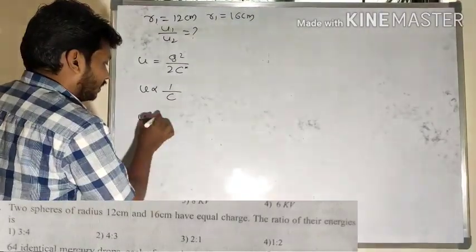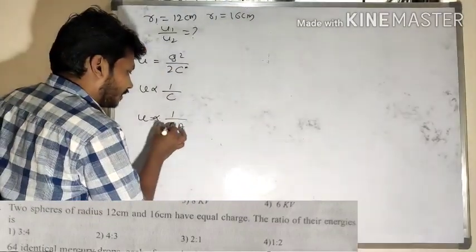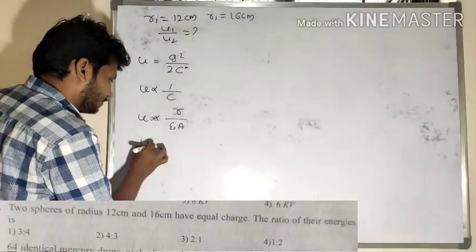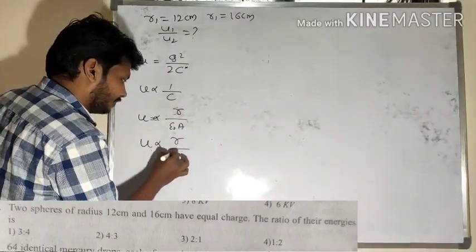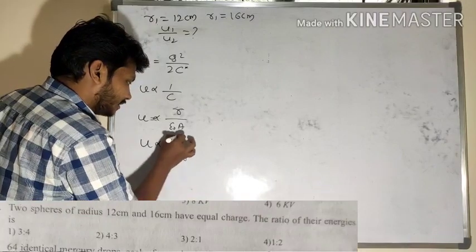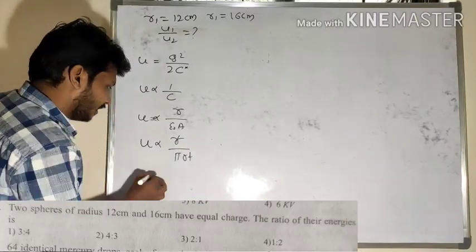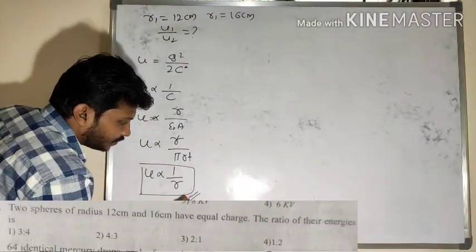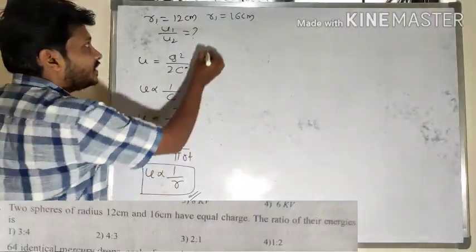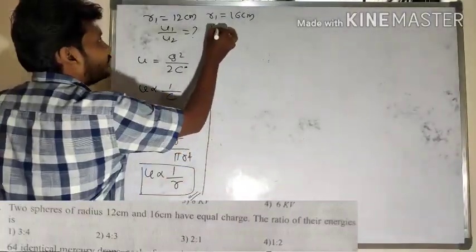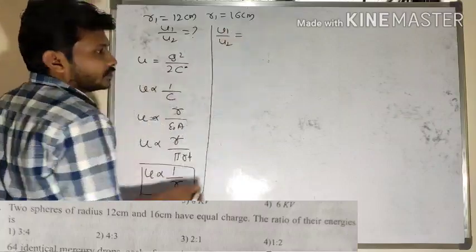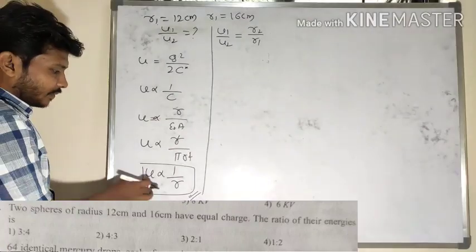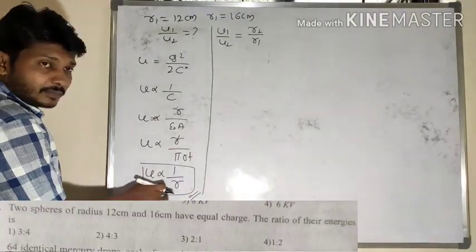So epsilon naught A divided by d, divided by R, so U is proportional to R divided by pi R squared. Pi is a constant value. So potential energy is inversely proportional to radius. Energy in terms of ratio, U1 by U2, shall I write it as R2 by R1? Why? Because potential energy is inversely proportional to radius.